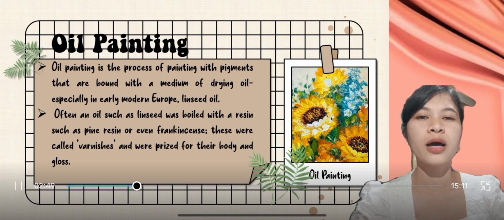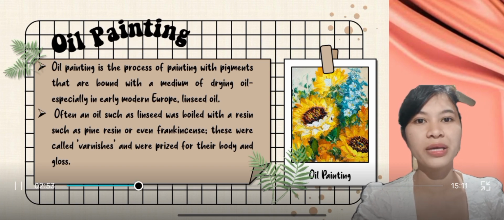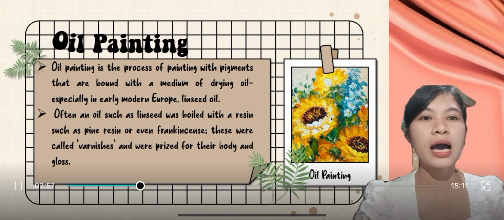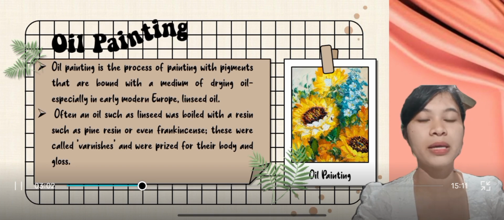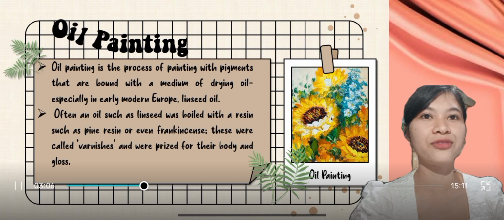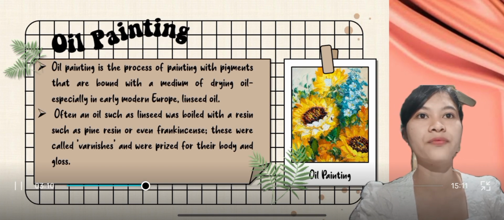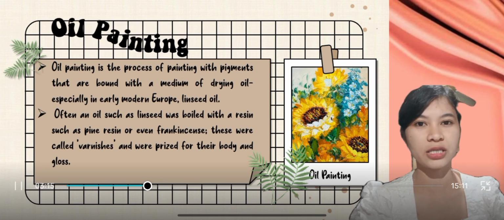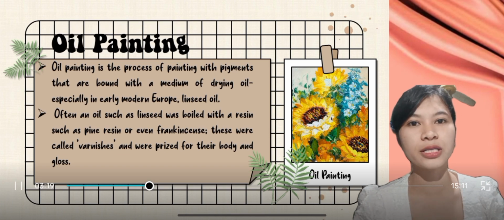There are many kinds of materials used in oil painting, but here are the essential ones. Ito ay mga importanteng materials na ginagamit natin sa pag-paint ng oil painting. We have here the canvas, or if wala tayong canvas, we have the panel, the palette, the oil paints, and the brushes. As I mentioned, marami tayong ginagamit na oil sa paggawa ng oil painting.